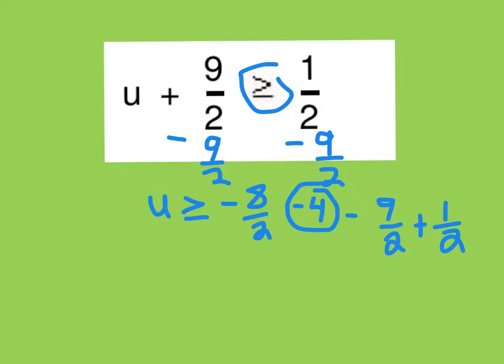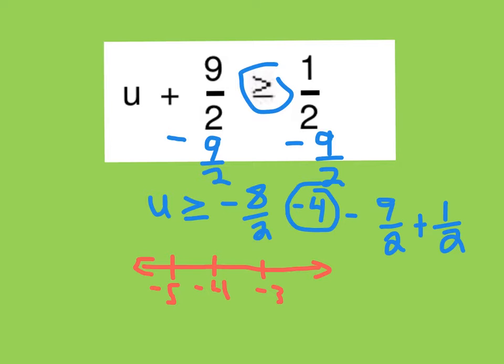Okay, now we have to graph this. So I'm going to draw a number line. Here is my negative 4. Over here I have negative 3. Over here I have negative 5. And my number line goes forever in both directions.